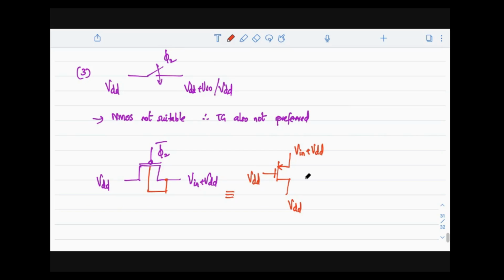Now, can you tell me what will be the region of operation of this transistor? We are expecting that the transistor should turn off, but what will be the region of operation of this transistor?